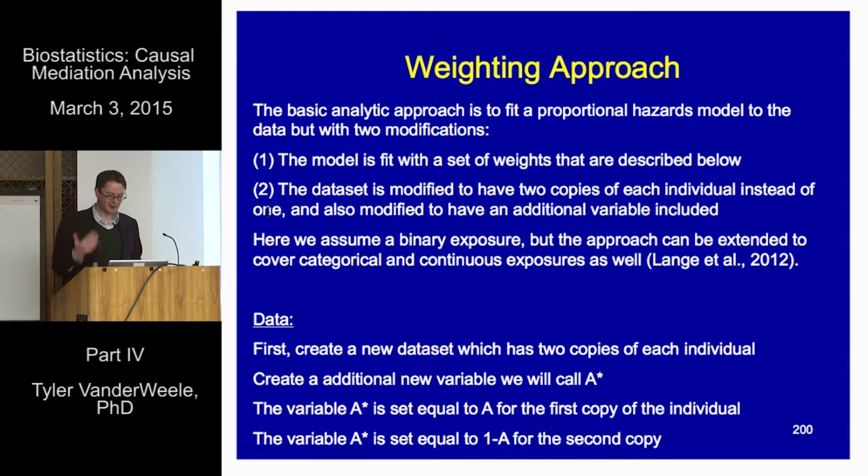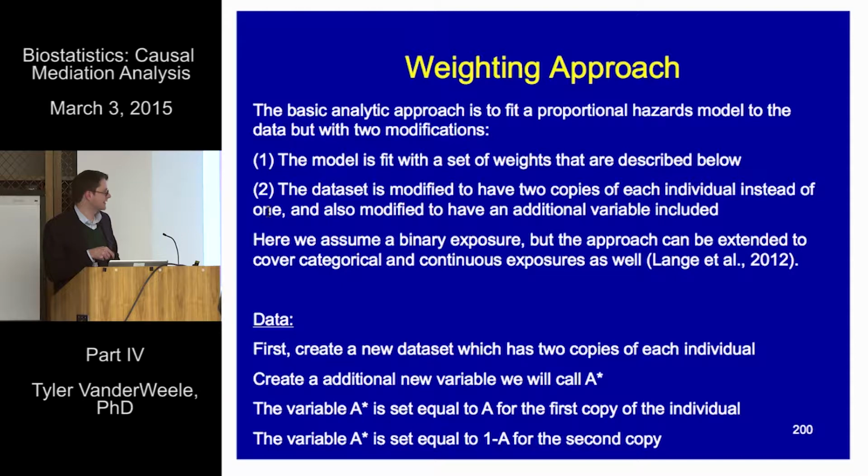So we'll describe how we actually do this in practice. We'll go through the description of how to do this using a binary exposure. The approach can be extended to categorical or continuous exposures. It's a little more complicated, but they do provide code for these different settings. Okay, so first we'll describe how we modify the data set, and then we'll talk about the weights that we use in the final regression.